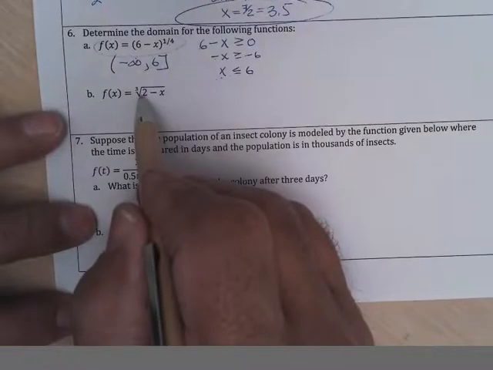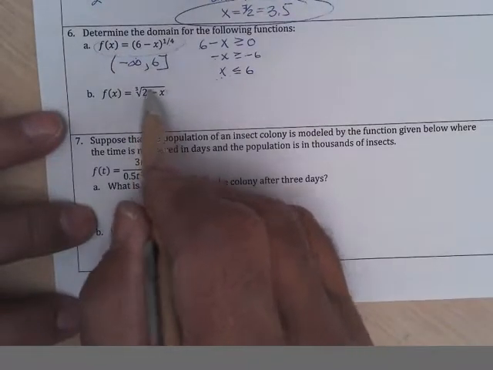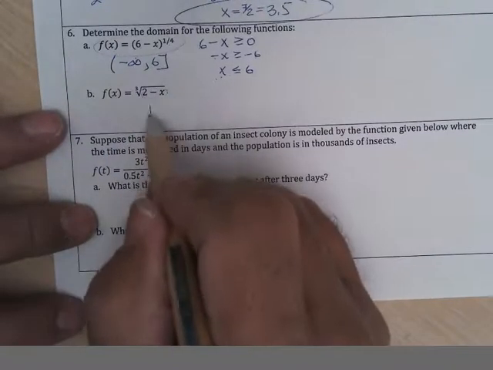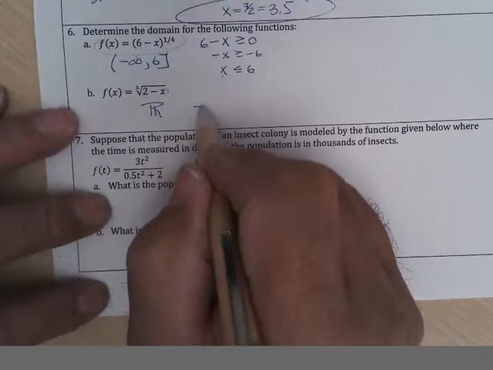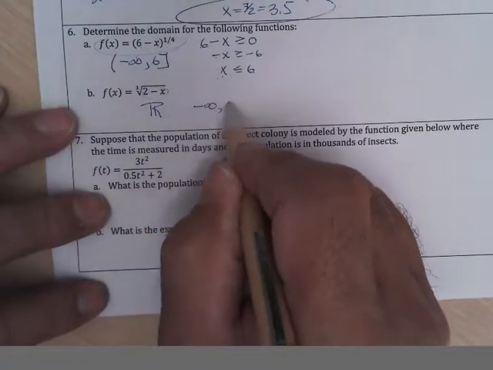In this case, cube root, the inside could be any number, so this is all reals, or from negative infinity to infinity.